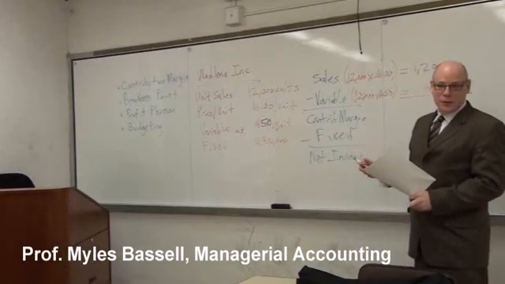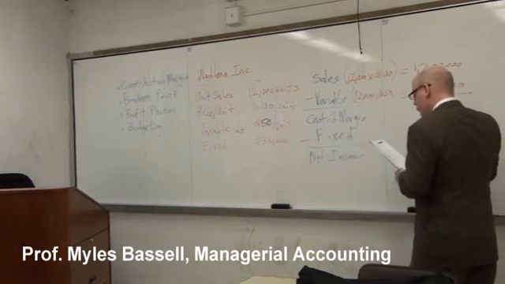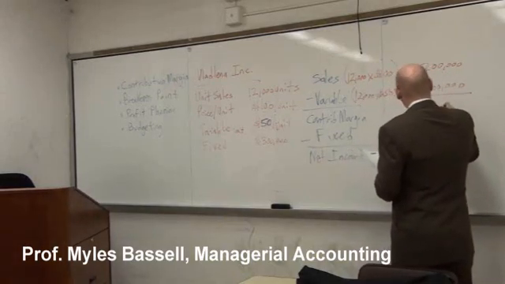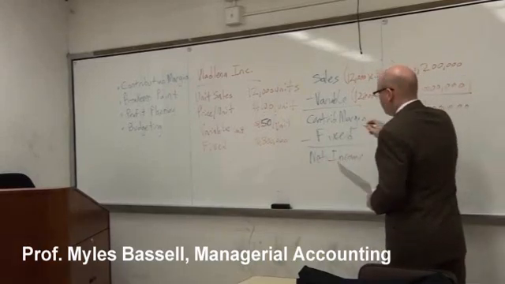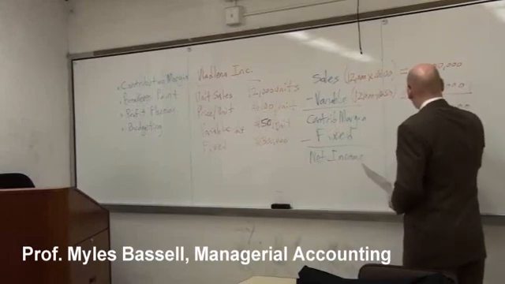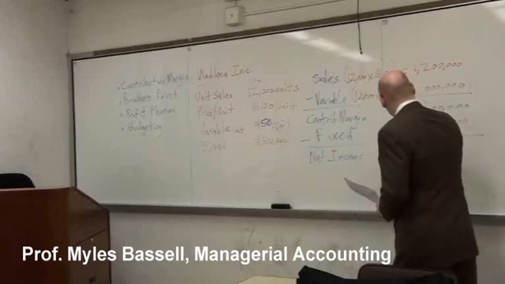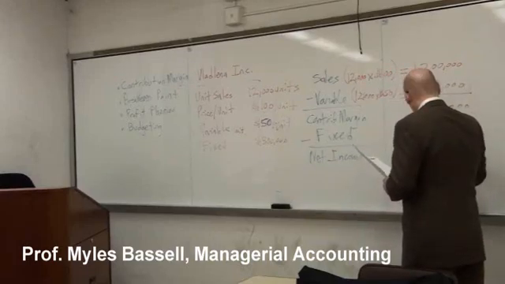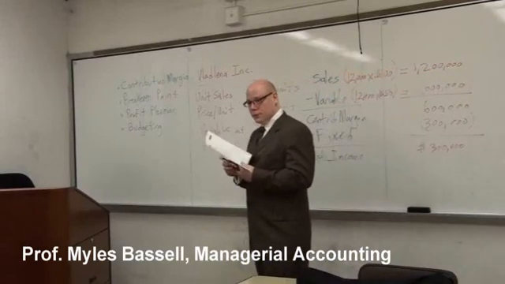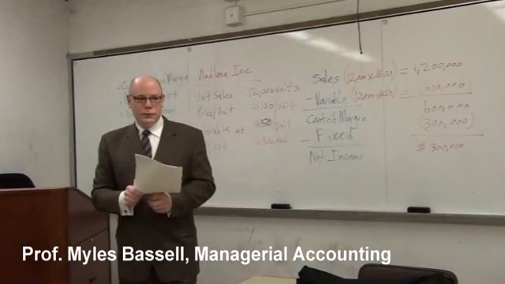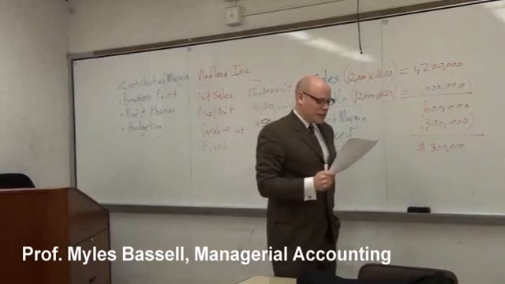Everybody follow so far? And that gives us a contribution margin of how much? And then they tell us that the fixed cost is 300,000. We subtract the fixed cost, and that gives us a net income of 300,000. But we're not done. That's the first step.